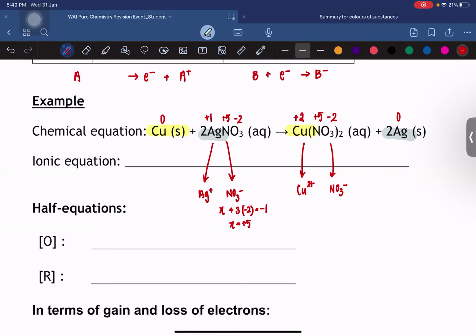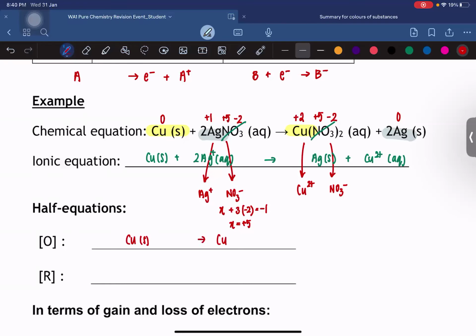Ionic equation, what would it be? Remember, we are keeping our solid present. So, copper solid plus, here I will have silver solid. What are the ions that I can cancel? Like ions, nitrate, nitrate. So, I'm left with 2Ag aqueous plus and Cu2 plus aqueous. From the ionic equation, you guys can also very quickly see who is oxidized, who is reduced. Understand? So who is the oxidized one? Copper. Copper oxidized to form copper 2 plus, correct?